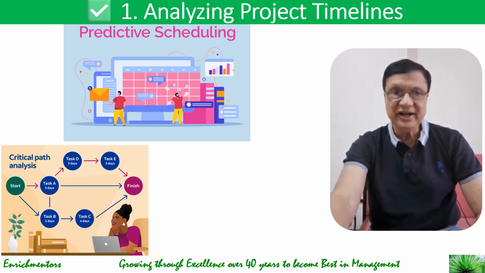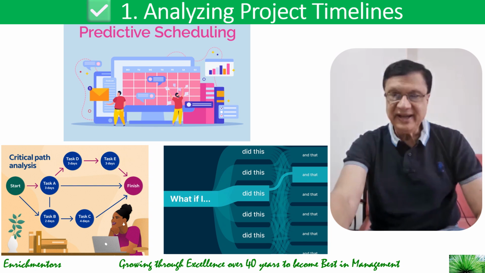And the third one related to analyzing project timelines is what-if simulations, where AI simulates changes to the schedule, like adding resources or anything else that happens in the schedule, and shows how it impacts the overall timeline. Examples would be Microsoft Project with AI-based scheduling, ClickUp AI, or Smartsheet with AI integrations, which are tools that you can use to analyze the project timelines.